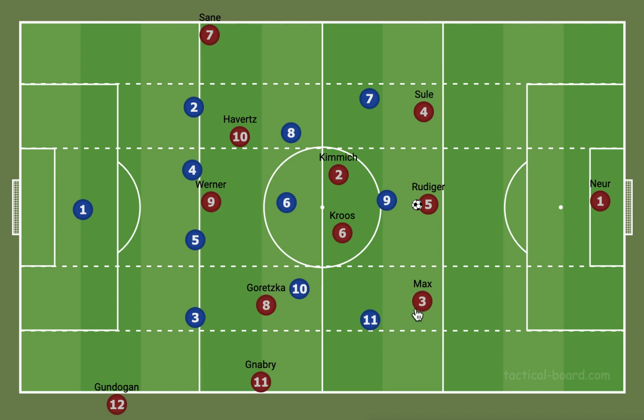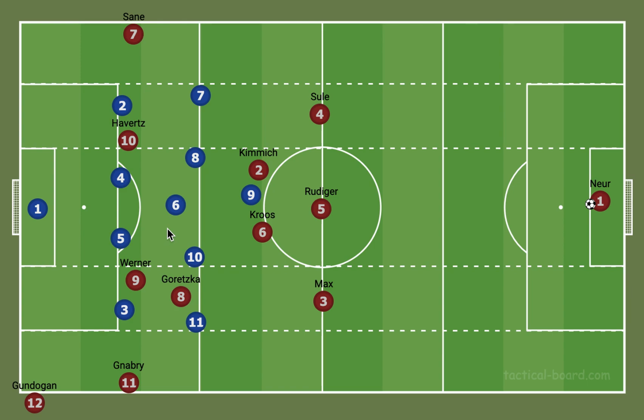And then we can see in the wide areas with the wide center backs the mutual help space that's created, as I just drew it out for you. We have game situation rondos and diamond structures through the half spaces and the wide areas to then exploit numerical superiority when the wide center backs get the ball, with Kroos and Kimmich, and then Goretzka and Havertz through the midfield.